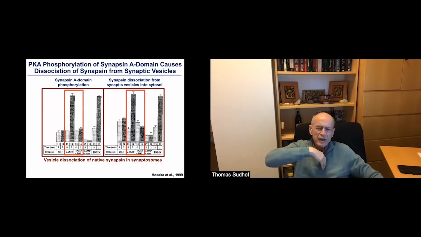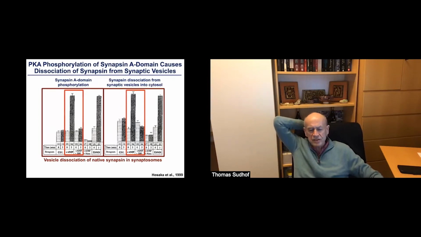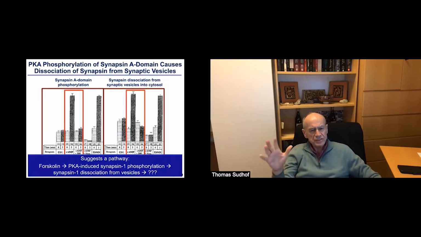What you see here in this graph is the unbinding of synapsin. And if you block phosphorylation with an inhibitor, it blocks the effect. So this phosphorylation basically regulates the association of synapsin with synaptic vesicles, and in conjunction with the previous data suggests that PKA-induced synapsin 1 phosphorylation causes a synapsin 1 dissociation from vesicles that then has some effect that we saw in the electrophysiology. What is this effect?